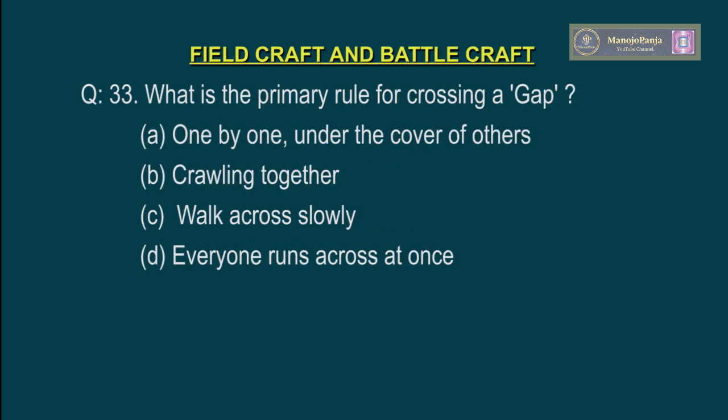Question 33. What is the primary rule for crossing a gap? A. One by one, under the cover of others. B. Crawling together. C. Walk across slowly. D. Everyone runs across at once. Right answer A. One by one, under the cover of others.